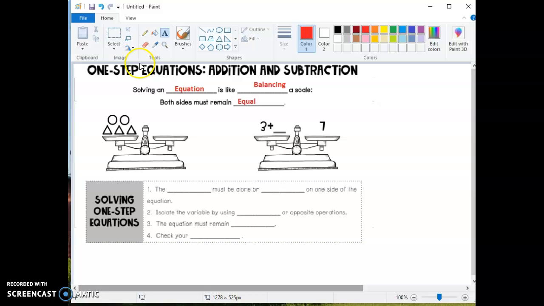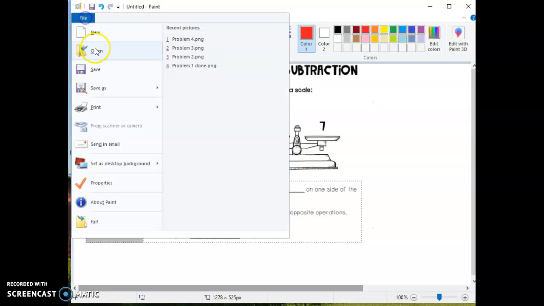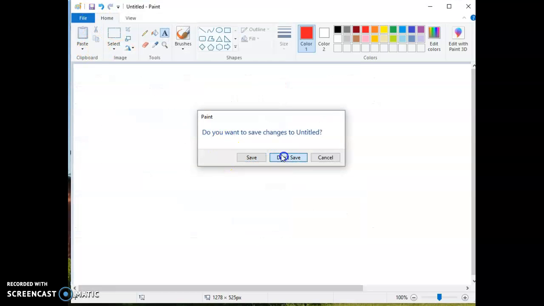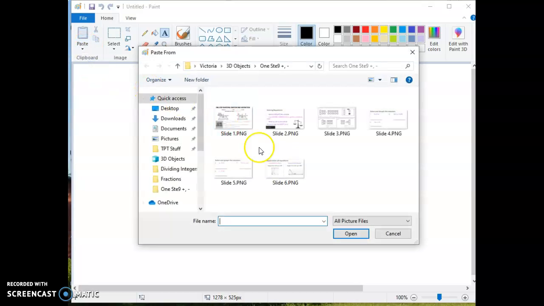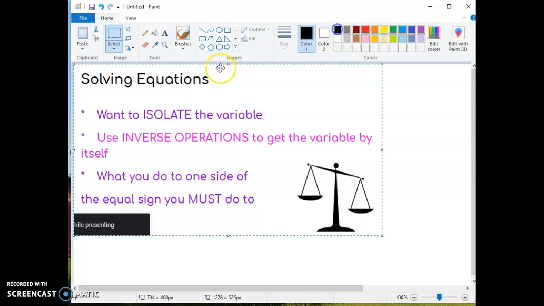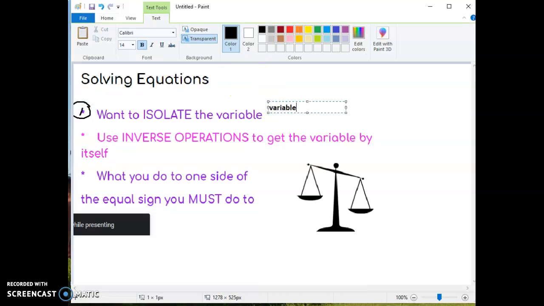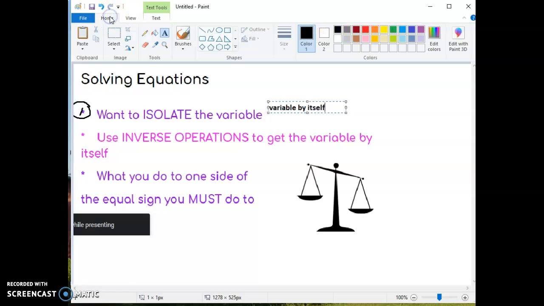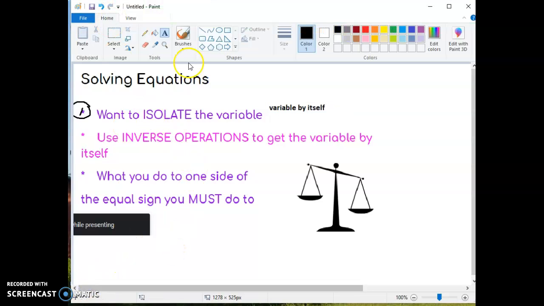All right, so let's take a look and see what the steps are that we're going to follow. Okay, so in this case, these are steps you're going to follow for solving equations. One, you're going to isolate the variable. So what that means is you need to get the variable by itself. And this is something that, in this slide, I want you to write down so that you have with you, okay?